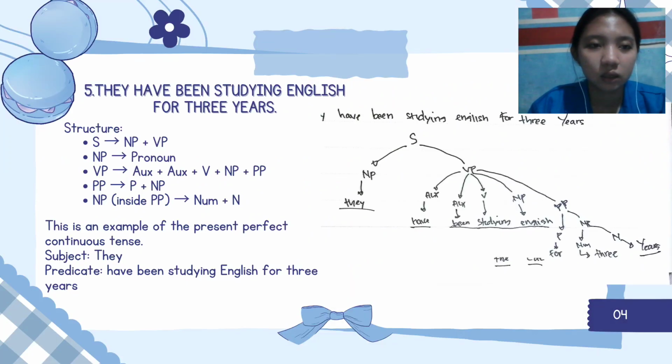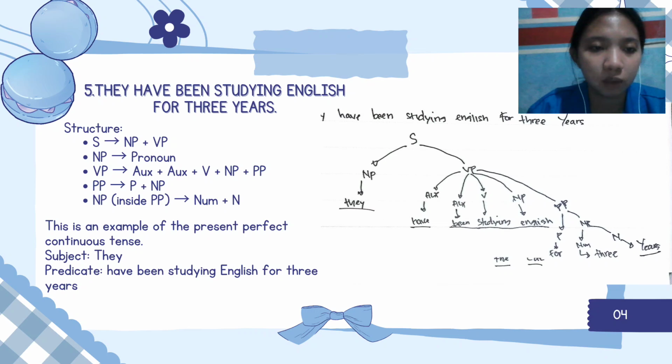5. They have been studying English for 3 years. The structure is subject plus predicate. There's a noun phrase plus verb phrase. In the noun phrase, there's a pronoun. In the verb phrase, there's auxiliary plus verb plus noun phrase plus prepositional phrase. In the prepositional phrase, there's a P plus NP. Inside the noun phrase, there's a number and noun.